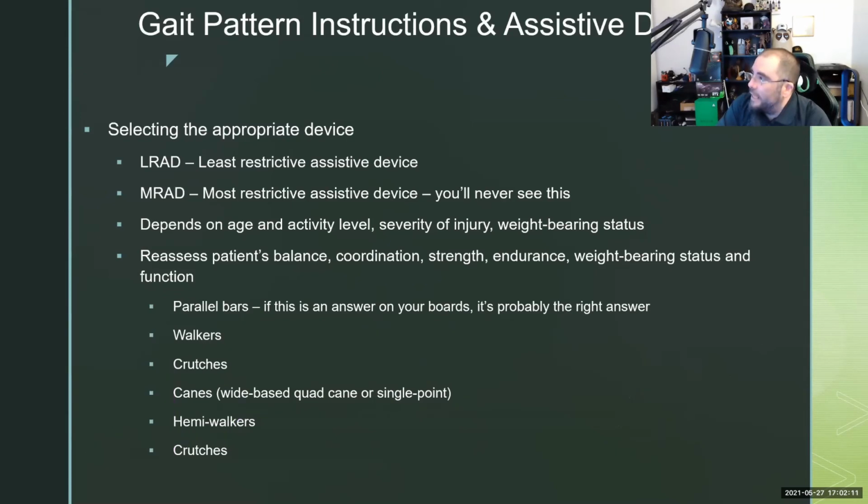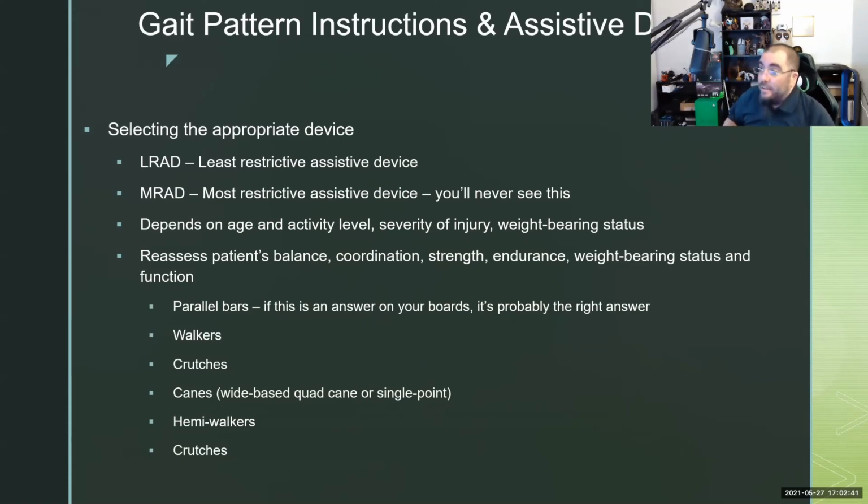Mr. McKeever? Yep. You said that if we see parallel bars on the test, that would be the MRAD? That would be the most restrictive assistive device, but it's also the safest. Safest? Yeah, because you're in a safe space. You're trapped inside the parallel bars. There's nothing you can escape. It's considered the safest place to ambulate a patient. It is the most restrictive, or the MRAD, but it's also the safest.